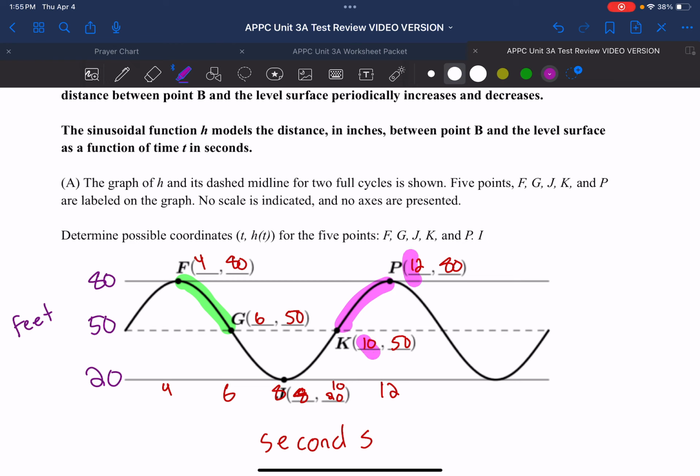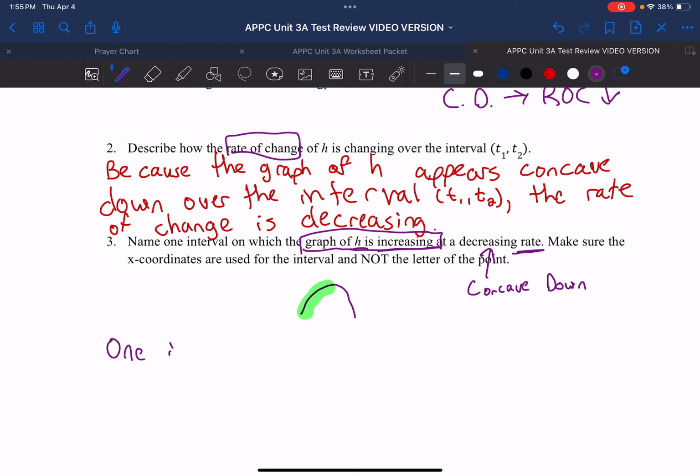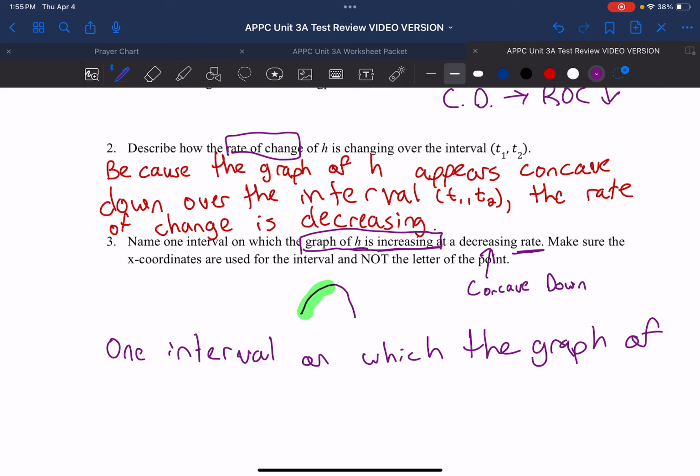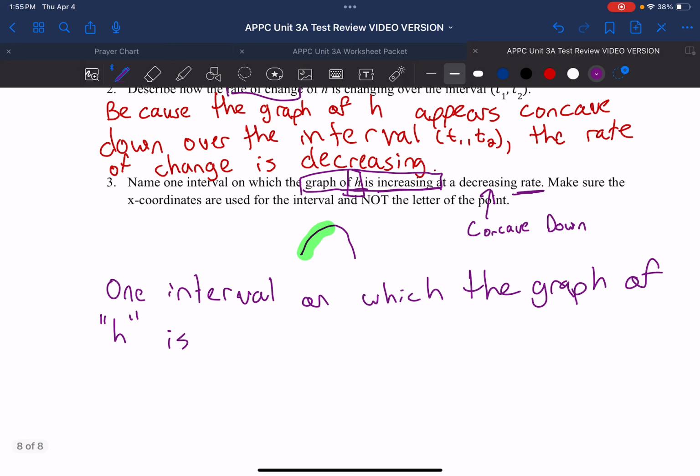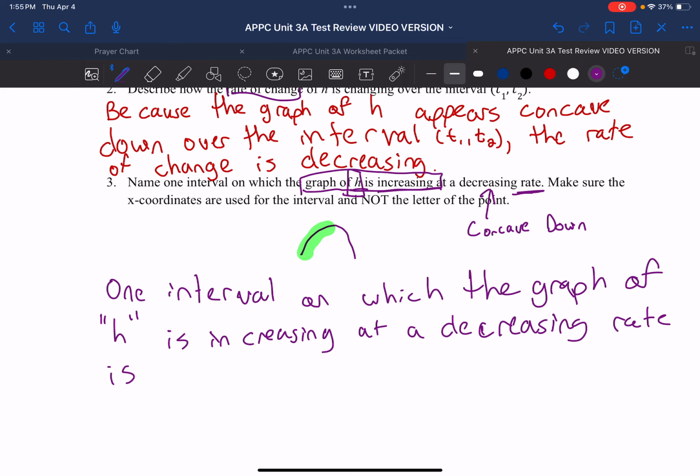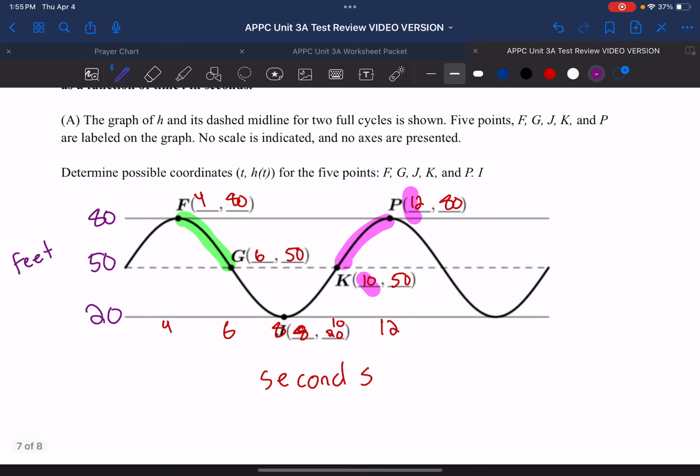So write that out. One interval on which the graph of "H" is increasing at a decreasing rate is, and you can't really write in italics here, so I like to put it in quotations. I don't even know if that's grammatically correct, that's just what I do. Let me make sure I got the right points, it's from 10 to 12.